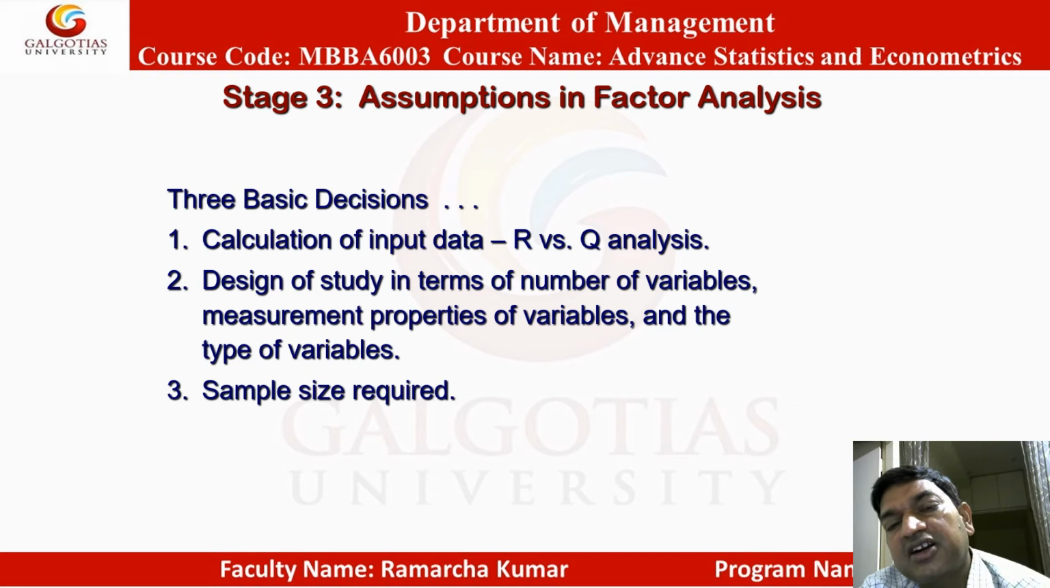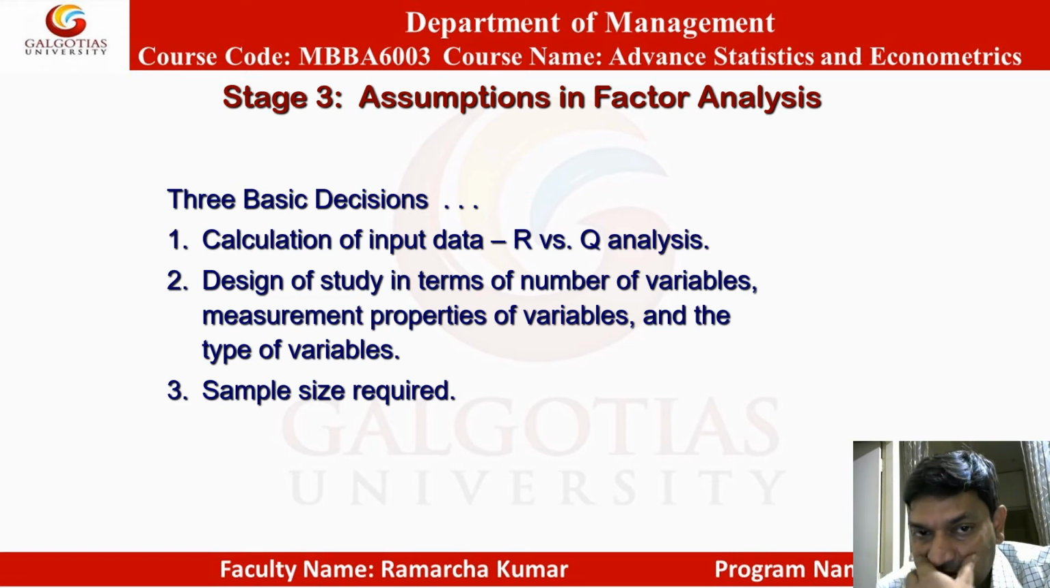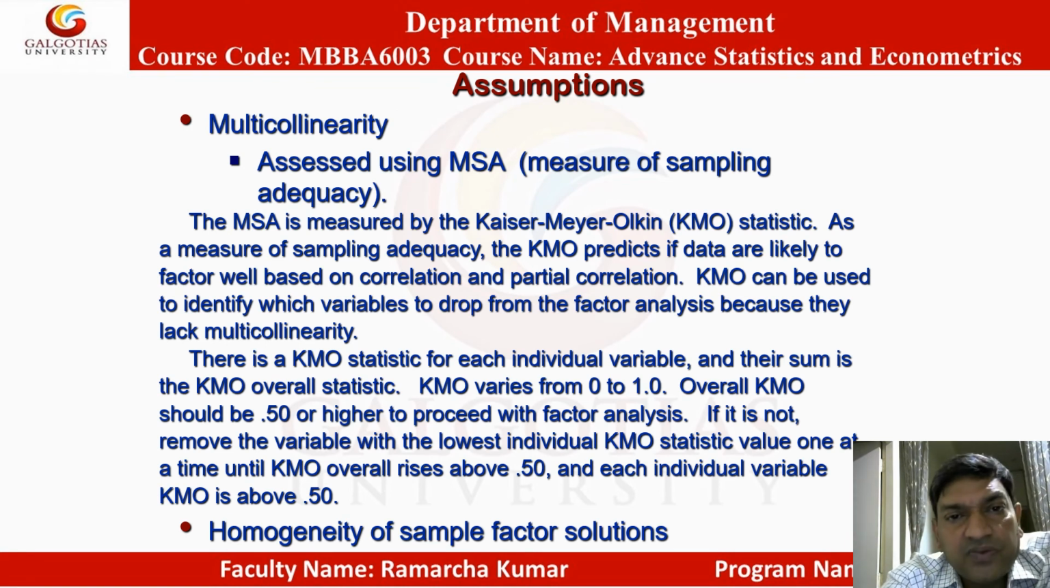Assumptions in factor analysis is stage 3. The basic decisions: calculation of input data, R versus Q analysis, design of study in terms of number of variables, measurement property of variables and the type of variables, and sample size required. One of the assumptions is multicollinearity. This is assessed through MSA, measures of sampling adequacy. MSA is measured by the Kaiser-Meyer-Olkin, KMO, statistic. As a measure of sampling adequacy, the KMO predicts if the data are likely to factor well based on correlation and partial correlation.